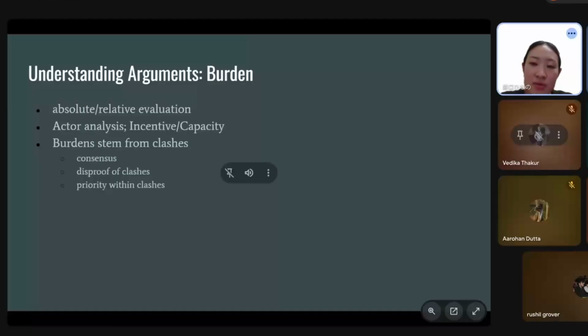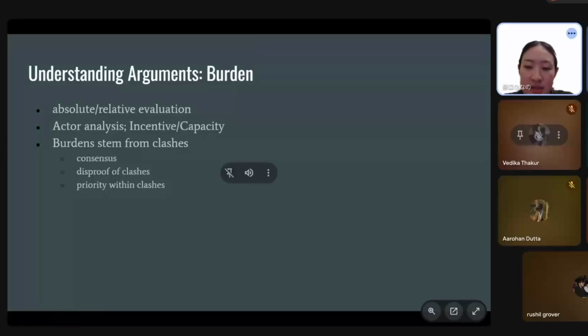Because even if they try to show the consensus part, because it is a consensus, it doesn't really benefit the teams. That's why I think the burden to prove the consensus part is much less important on specific grounds. But if it is not consensus, you have to prove that part to be true. And I think these are the things that differ between rounds. So these are the burdens that stem from clashes.